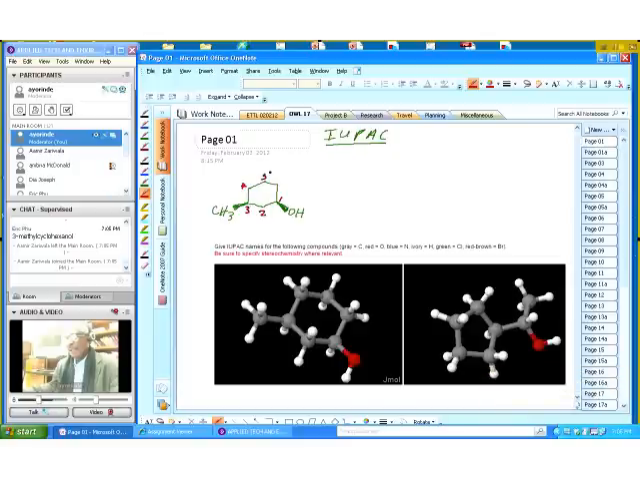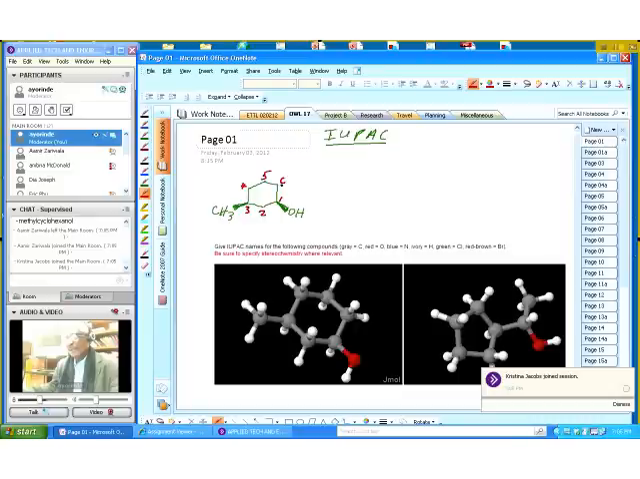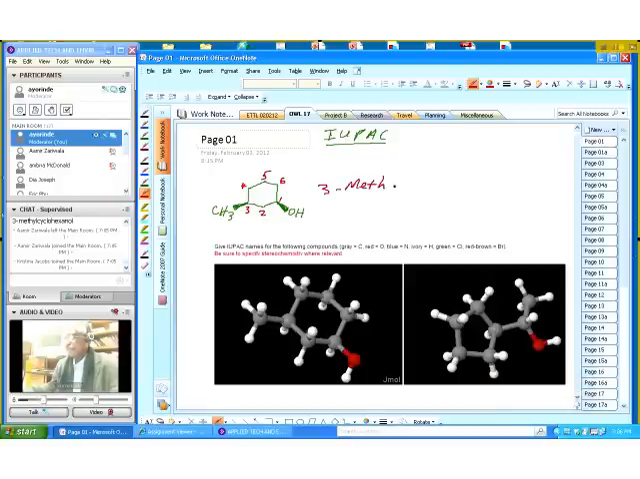This is four, this is five, and this is six. So the base name for this is cyclohexanol. I think Eric is right. So this becomes 3-methylcyclohexanol, because the methyl group is in the 3 position.